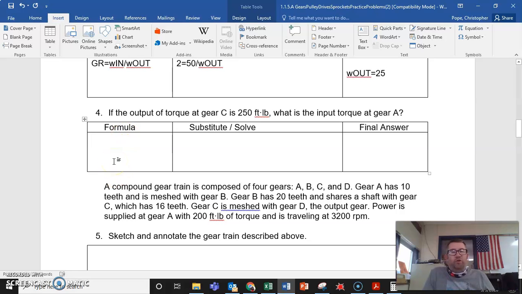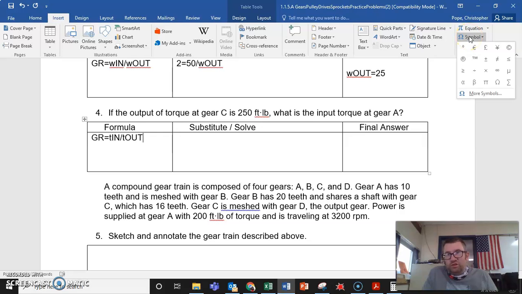Question number 4. If the output torque at gear C is 250 foot-pounds, what is the input torque of gear A? Again, we go to our gear ratio. In this case, torque in divided by torque out. Small t, if you really want to find the Greek letters, you can come over here to Symbol and track those down, but the small t for torque works just fine. So we'll substitute and solve.